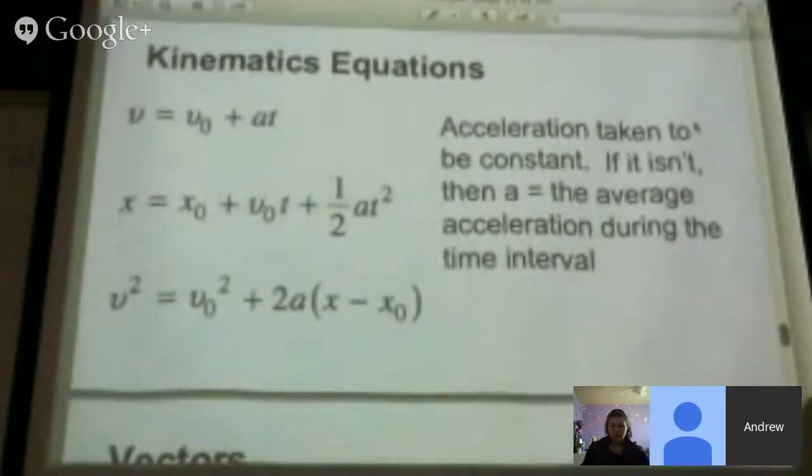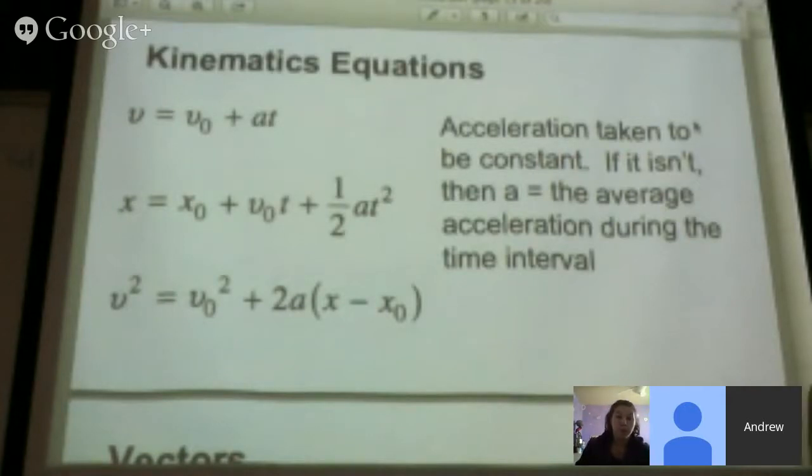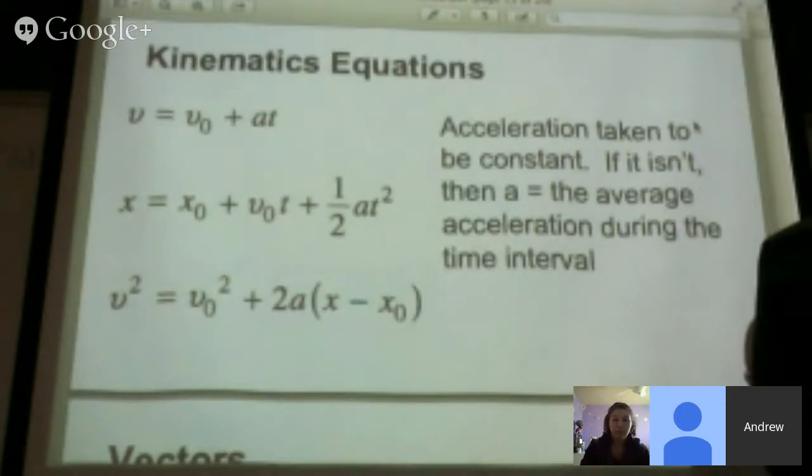Questions about graphs before we move on to the equations? Is that all on the review PowerPoint? It is, yep, it sure is.